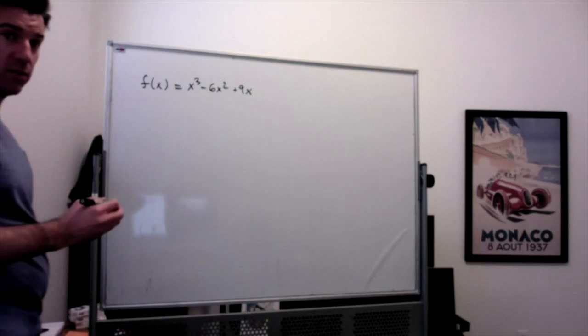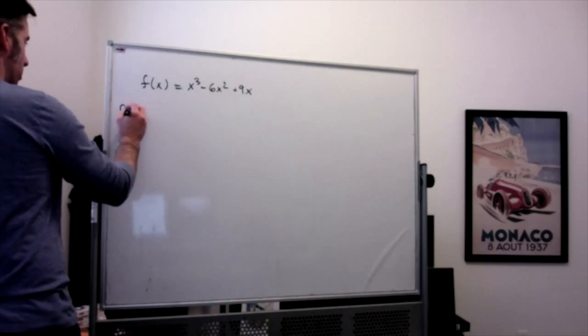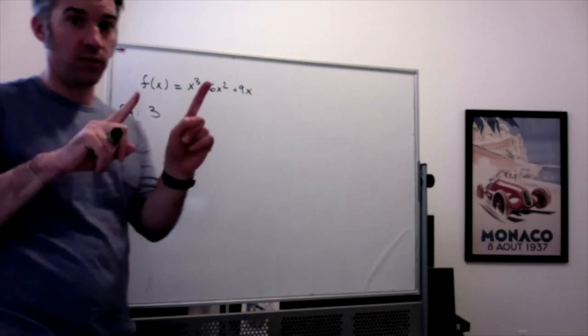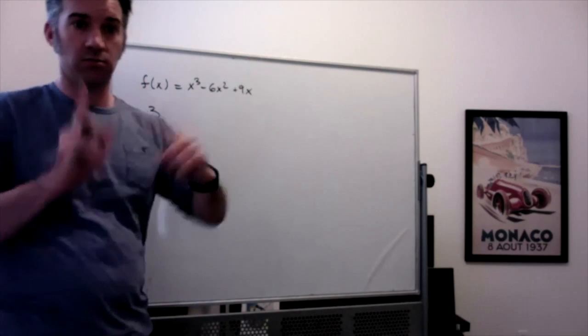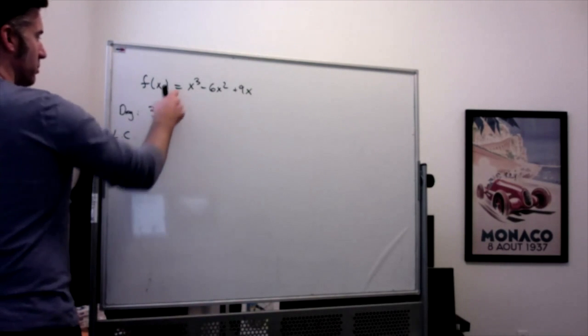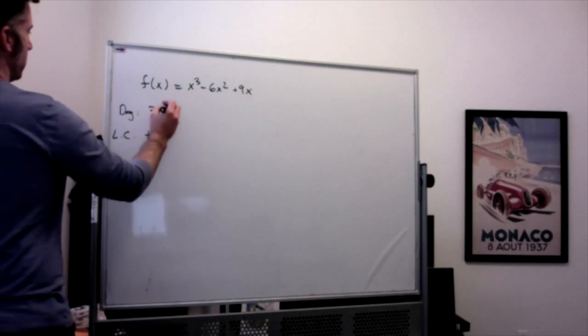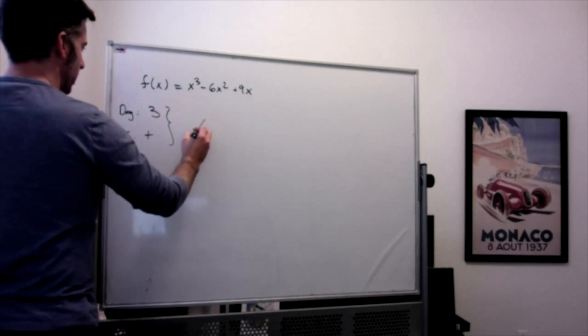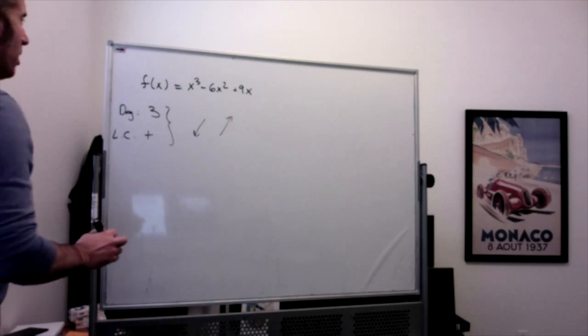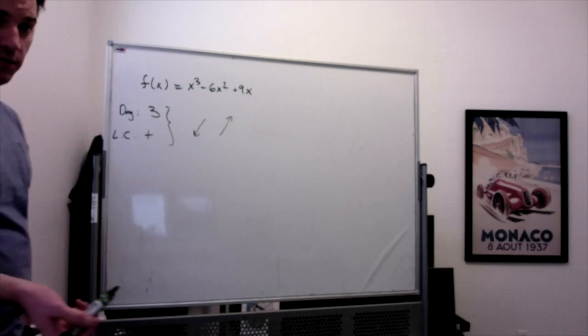For the end behavior, we see that the degree of this polynomial is 3, which is odd, meaning one way is going to be going up, one way is going to be going down. And the leading coefficient is positive. So together, that means that it is going down on the left and up on the right. And so let's find the rest of the stuff.